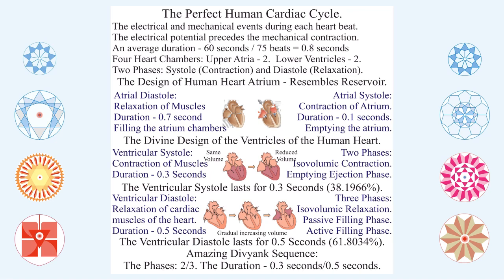And because of Divyank ratio, the whole thing has been designed so beautifully that your heart will never make any problem as long as you are perfectly healthy, heart-wise, otherwise. So from this angle, we can very clearly say cardiac cycle is the contraction of the heart per beat, 0.8 seconds is the duration. Ventricle systole is 0.3, ventricle diastole is 0.5, atrial systole is 0.1, atrial diastole is 0.7. This is something which I want everybody to remember. This is the beauty of Divyank and Divyank ratio, Divyank sequence.